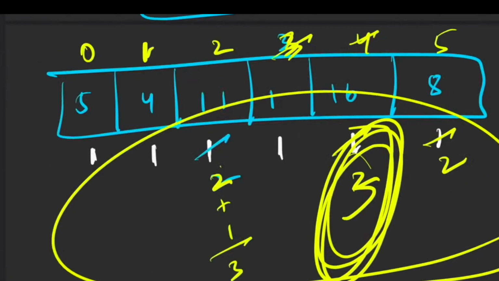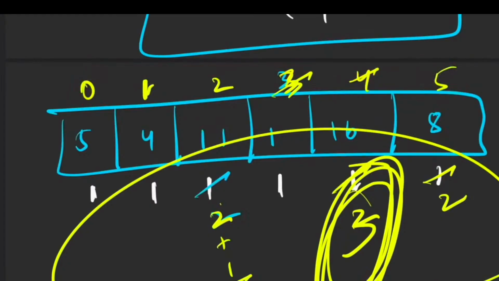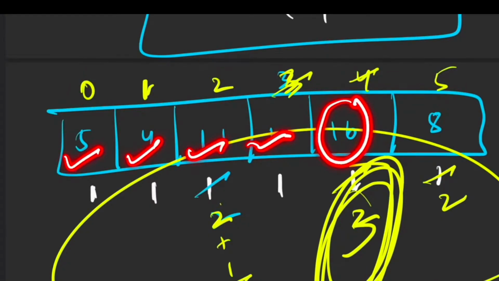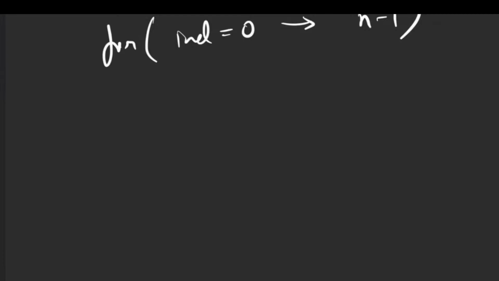So can I say, what am I doing? I'm actually starting from index 0 and I'm going until index n minus 1. And whenever I'm standing at, let's say, 16, I check for 5, 4, 11, 1. So I'm checking all the previous indexes, from 0 till index minus 1.